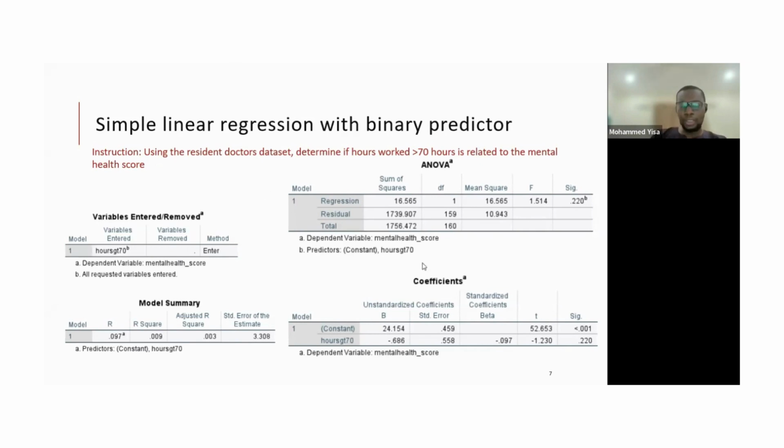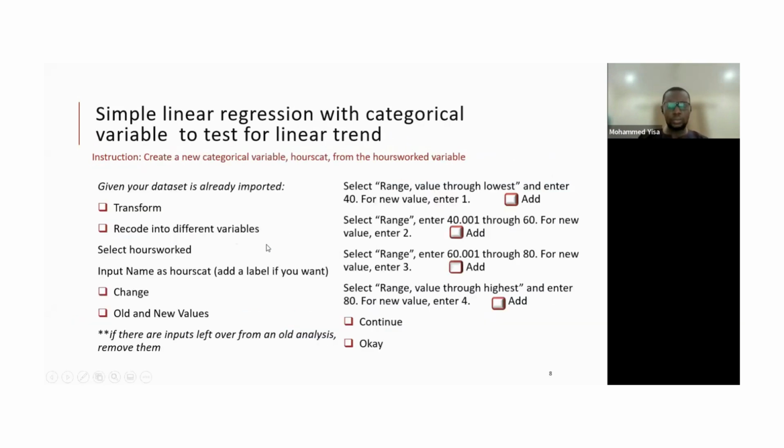If you remember from the lectures, the R square also tends to improve when you add several variables, but there's something also called the adjusted R square. So we're going to use a categorical variable to test for linear trend. For this one, we're still going to use the hours worked variable, but we're going to record it in stages into different categories.